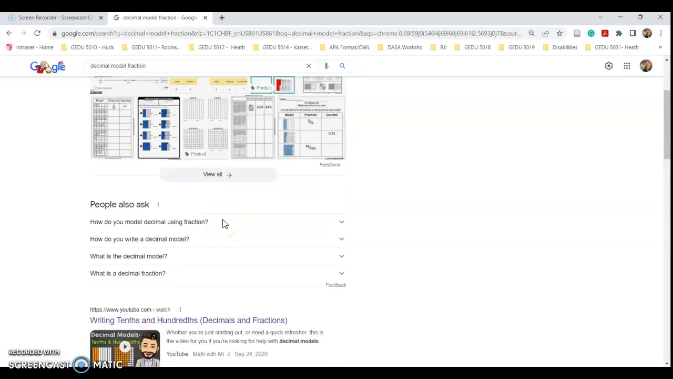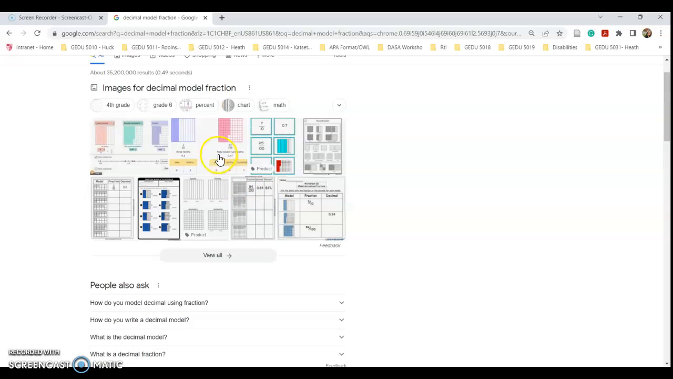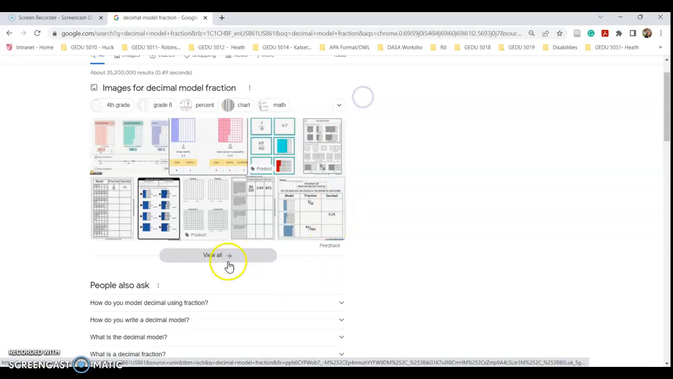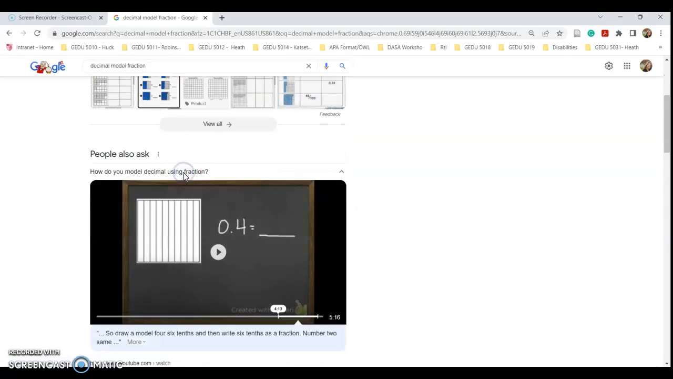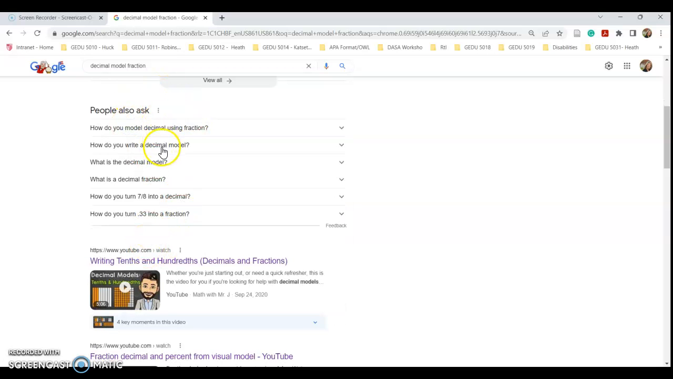Okay. There's some images, some videos, doesn't really offer me any explanations. Oh, here's a screenshot from IXL. I'm familiar with that program, so I know that if I'm looking for something similar to this, I'm on the right track. How do you model decimals using fractions? Here's a video. But that looks like it's specific to that one problem.